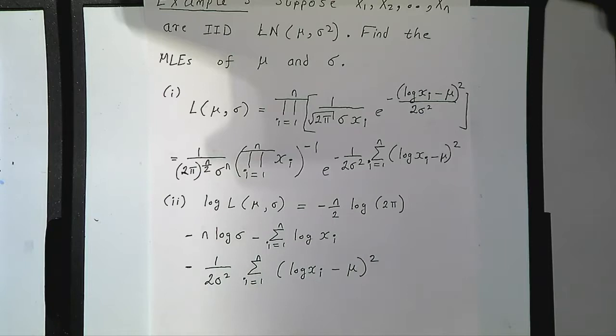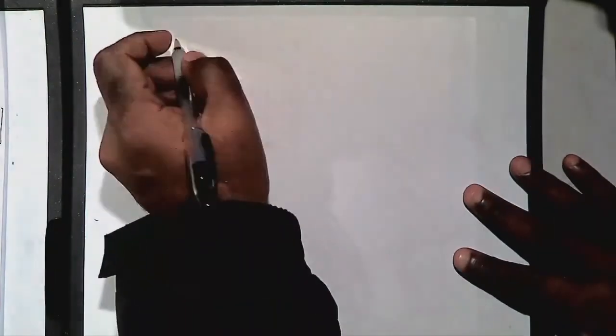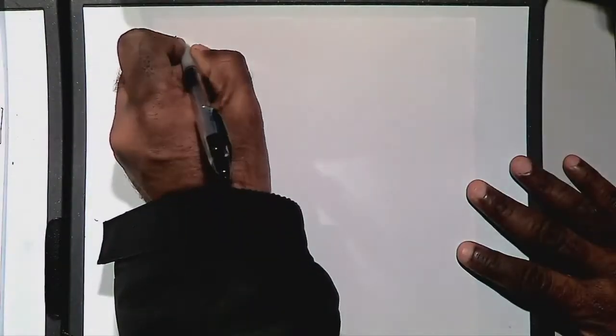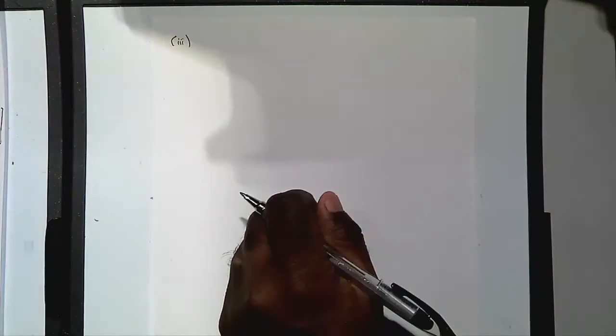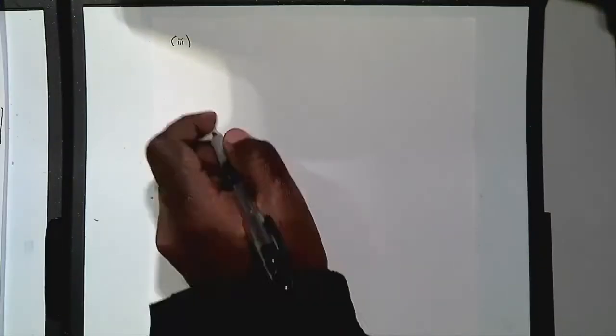Okay, this is the log likelihood. Let's put this over here. Now, next, that's step 2. Step 3 is to find the partial derivatives, right? First, with respect to mu.